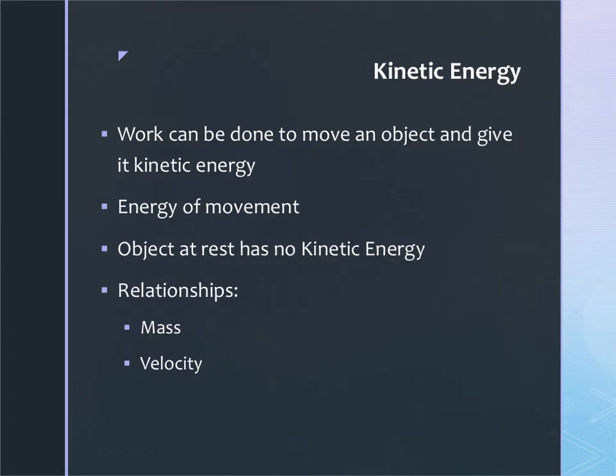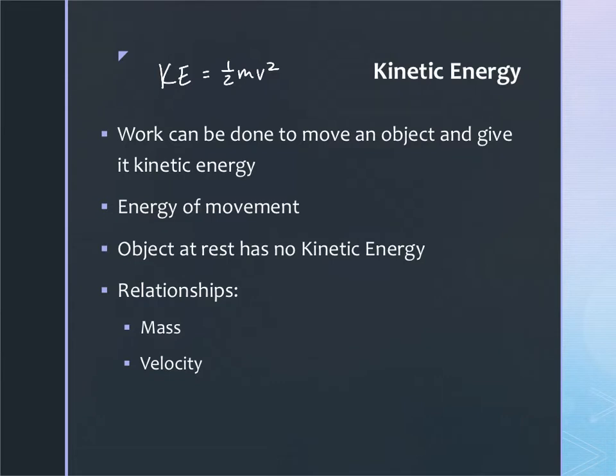And so the first of the two main types we're going to talk about is kinetic energy. And kinetic energy is described in this equation as 1/2 mv squared. So if you do work on the object and the object moves, then you gave it kinetic energy. And this is the energy of movement. So if an object is moving, it has kinetic energy. If it's at rest, then not moving at all, then it has no kinetic energy.